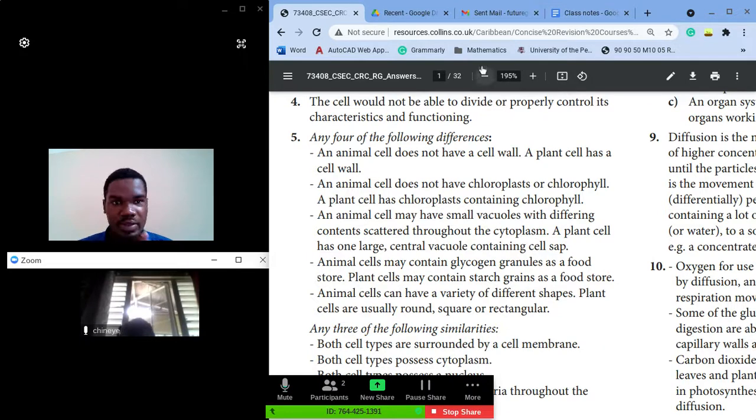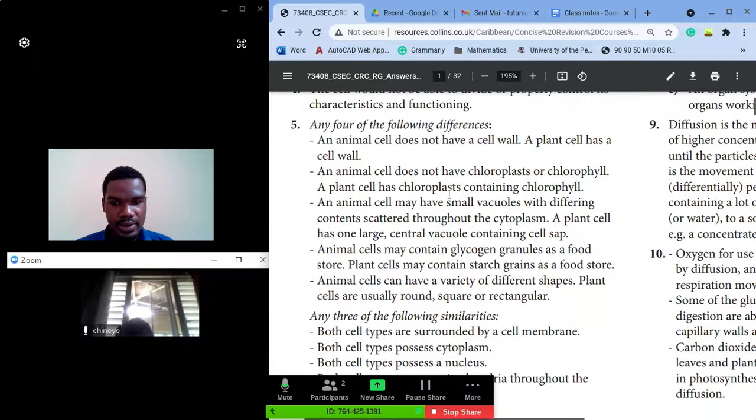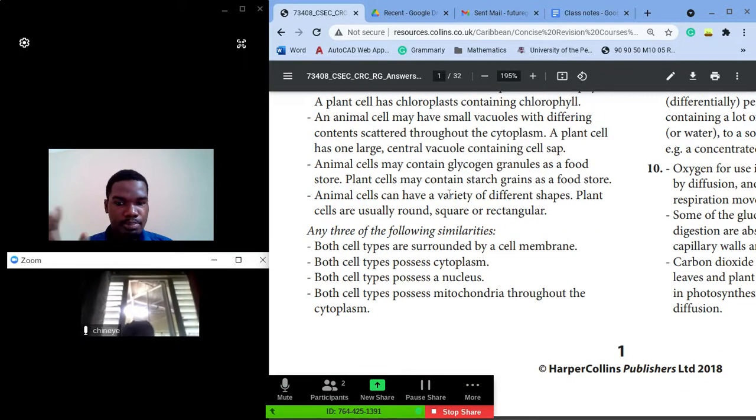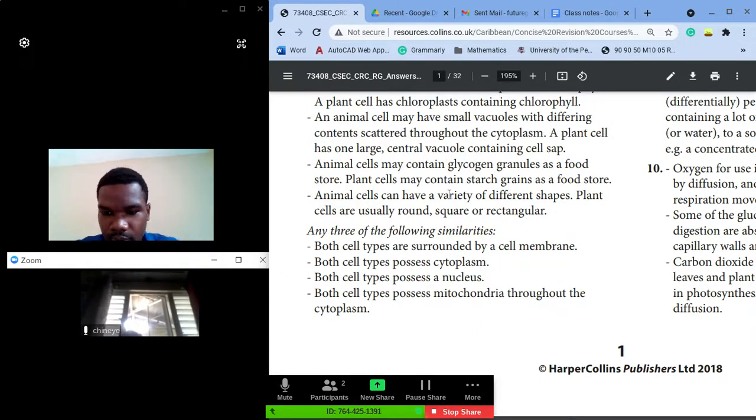The next one now, it says state three similarities between plants and animals' cells. Alright, so both cell types are surrounded by a cell membrane, which we just understood was basically like in the Matrix, when Neo wanted to escape, it basically only lets some things go out and some things come in. Alright, both cell types possess cytoplasm, but what is cytoplasm? So tell me, what is cytoplasm?